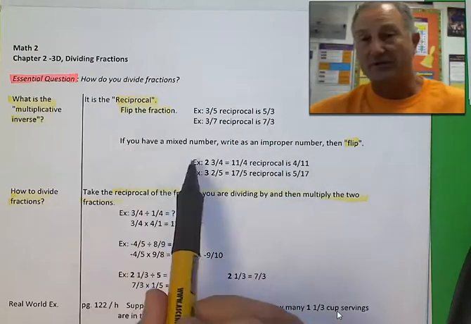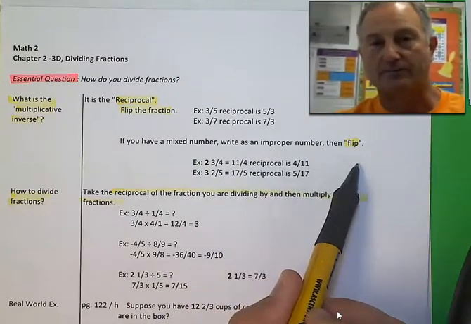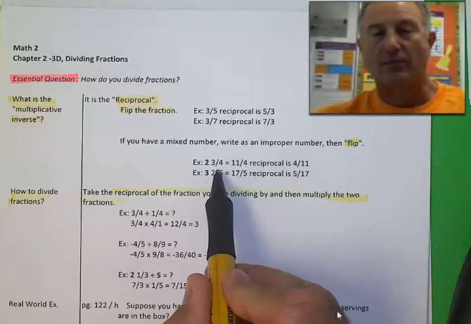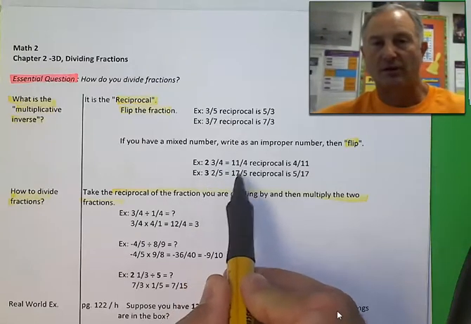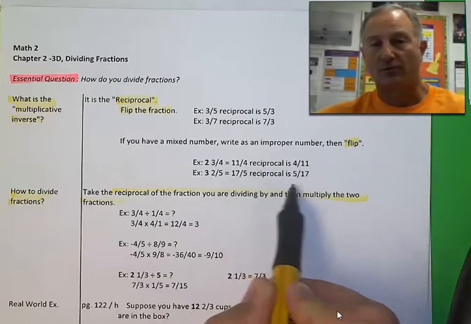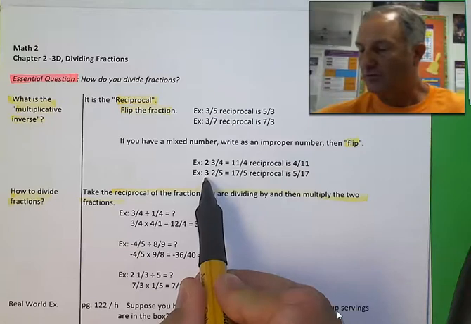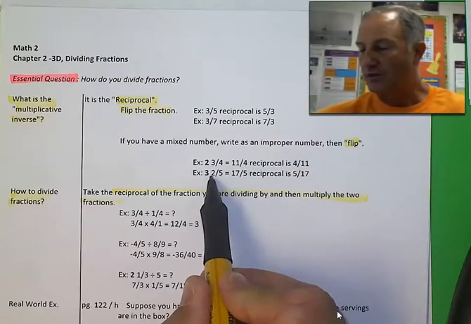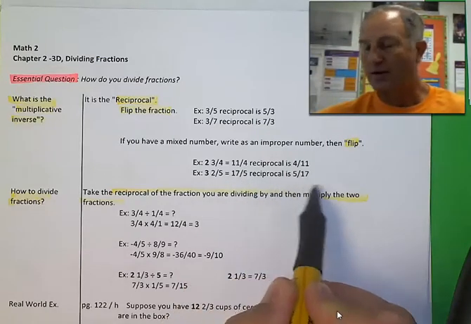If you have a mixed number, write it as an improper fraction and then flip it. So 2 3/4 right here. To make it improper, remember 4 times 2 plus the 3, you get 8 plus 3 is 11/4. So then its reciprocal would be 4/11. If your mixed number is 3 2/5, then 5 times 3 plus 2, that's 15 plus 2 is 17/5. Its reciprocal would be 5/17.